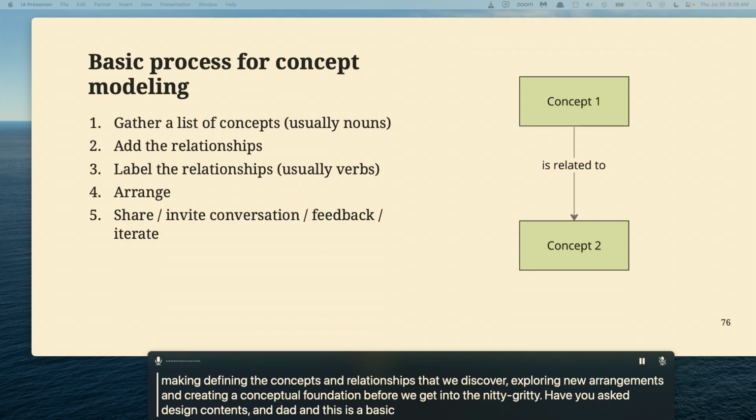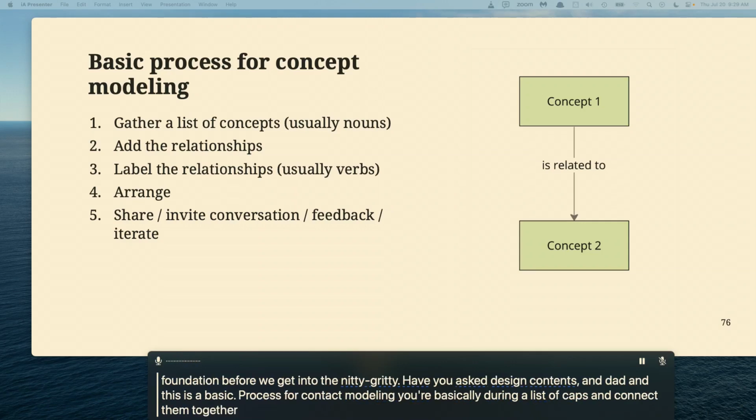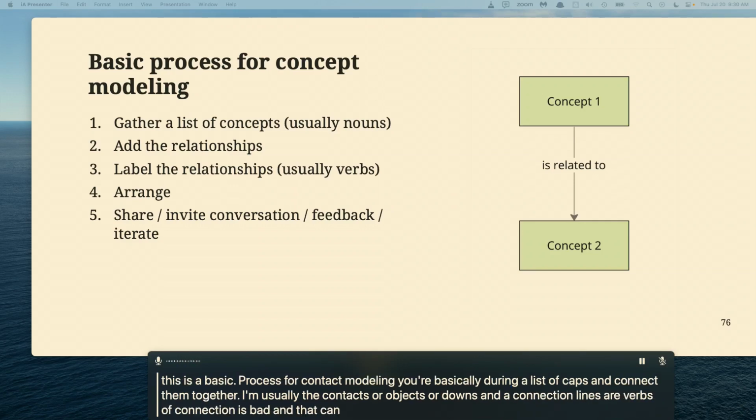This is a basic process for concept modeling. You're basically building a list of concepts and connecting them together. Usually the concepts are objects, nouns, and the connection lines are verbs. You don't even have to label the connections, but that can be a helpful second step.